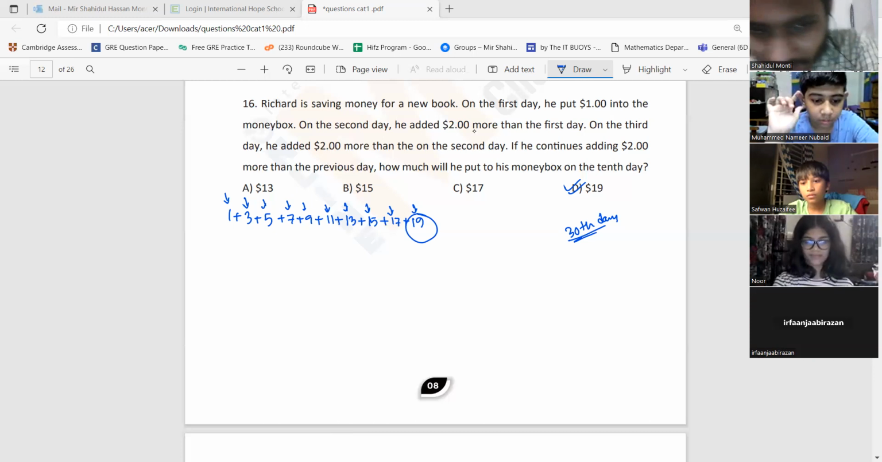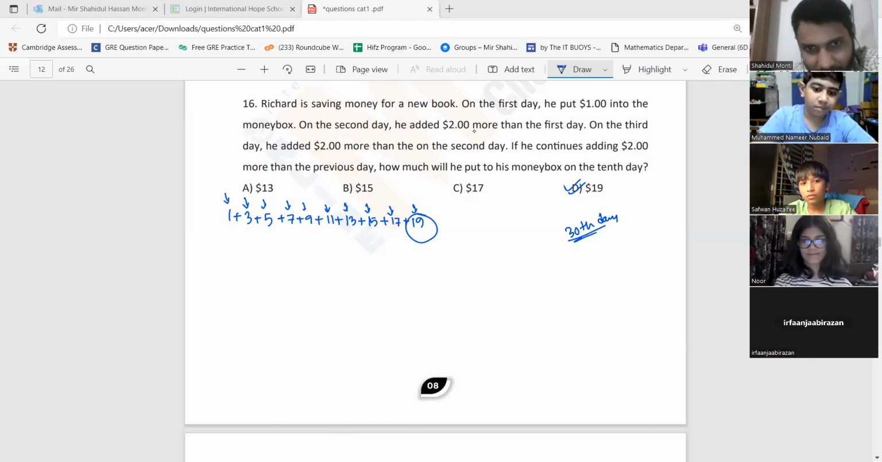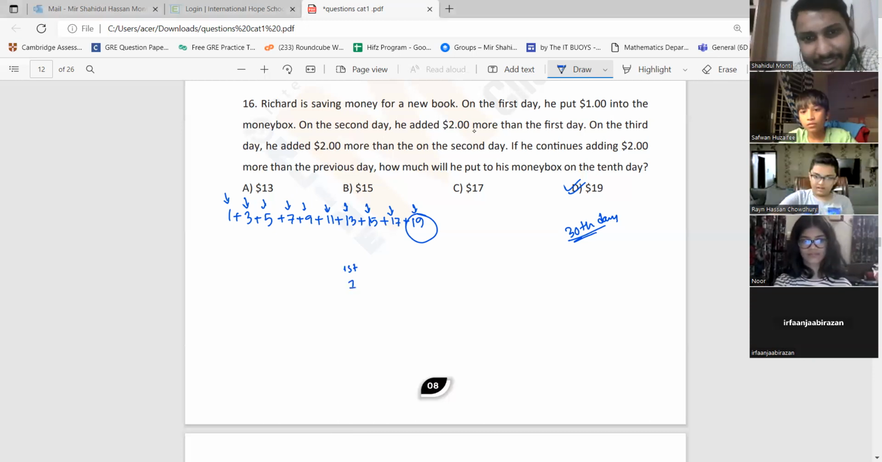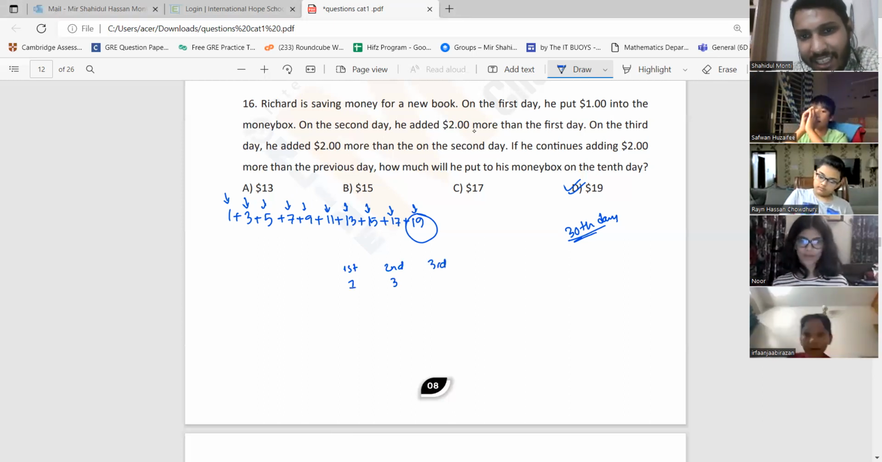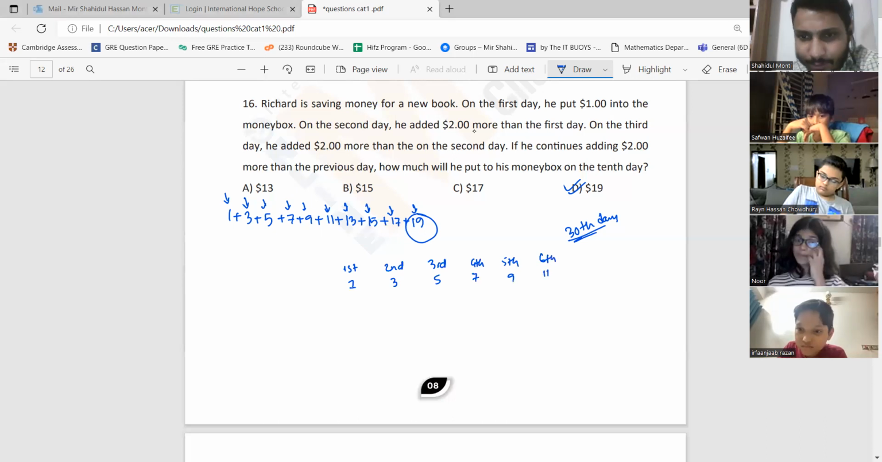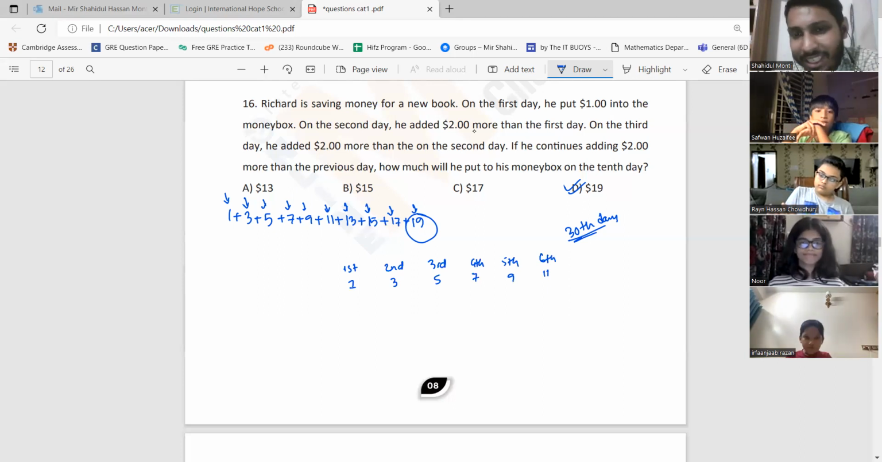Let me show you why it is 59. Check this. On the first day, 1. On the second day, 3. On the third day, 5. On the fourth day, we have 7. On the fifth day, 9. On the sixth day, 11. So you see, on the fourth day, 4 times 2 minus 1 is 7.